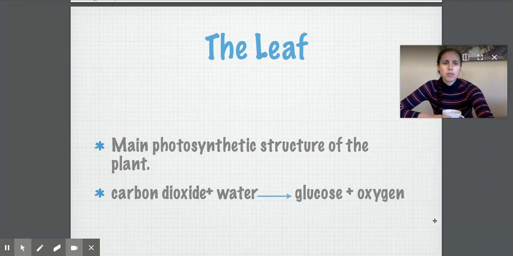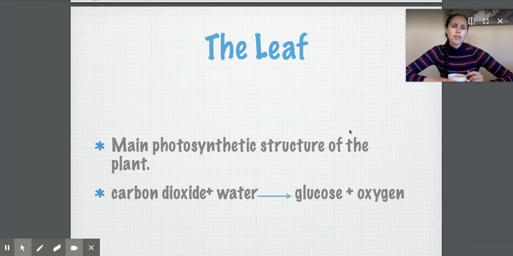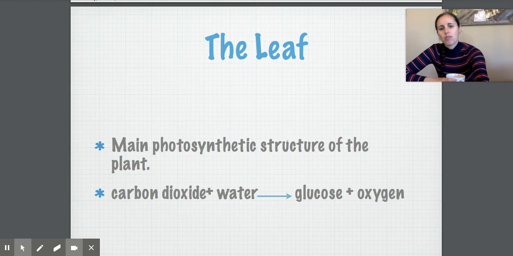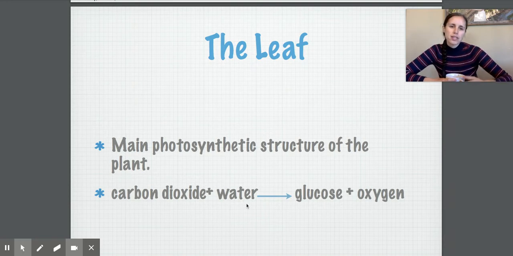I'll move myself up here. So the leaf is the main photosynthetic structure of the plant. So just a reminder of what photosynthesis looks like. You've got carbon dioxide coming in along with water. Here you also have energy from the sun as well. So photosynthesis actually uses energy. And then what we're producing here is glucose and oxygen.